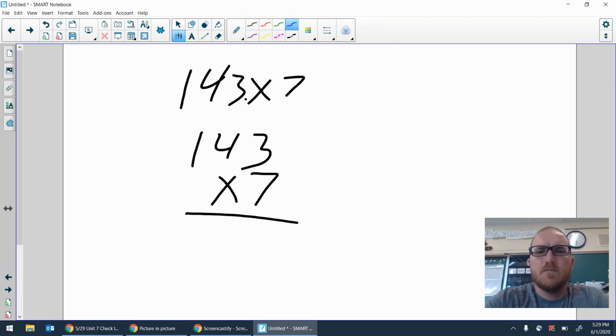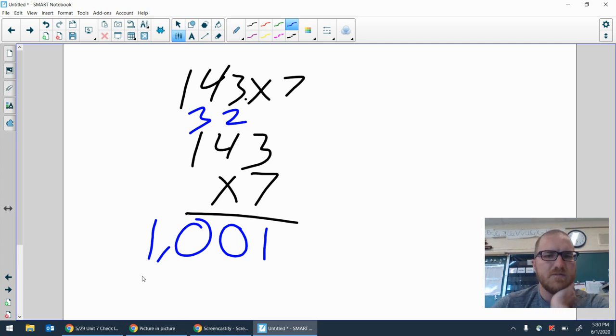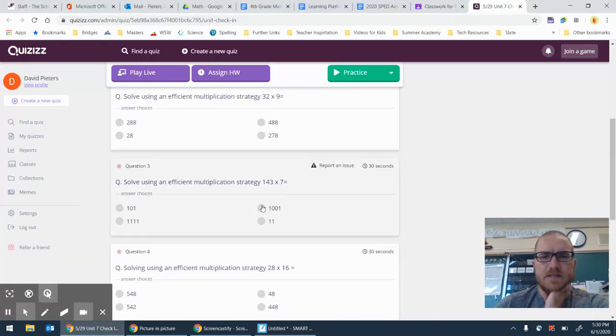7 times 3. Once again, we start on that right-hand side, just like you do for addition. 7 times 3 is 21. So I put my 1, carry my 2. Then 7 times 4 is going to be 28, plus my 2 would be 30. So put my 0 down there and carry my 3. 7 times 1 is 7, plus the 3 is 10. Technically, the 1 would go up there, but we're going to bring it right down, and we get 1001 for this one. And it's there.